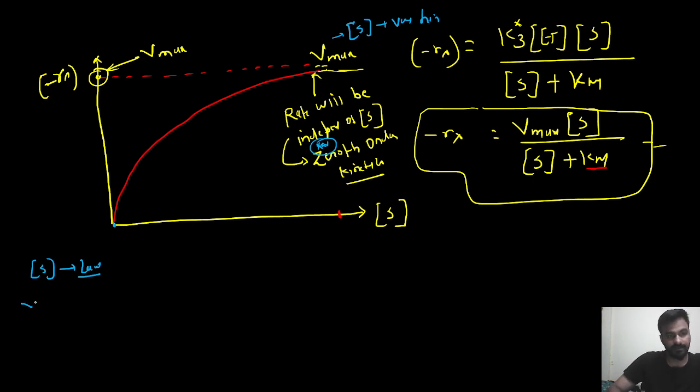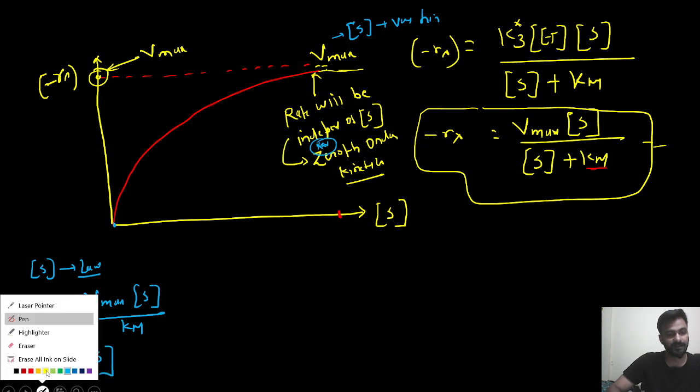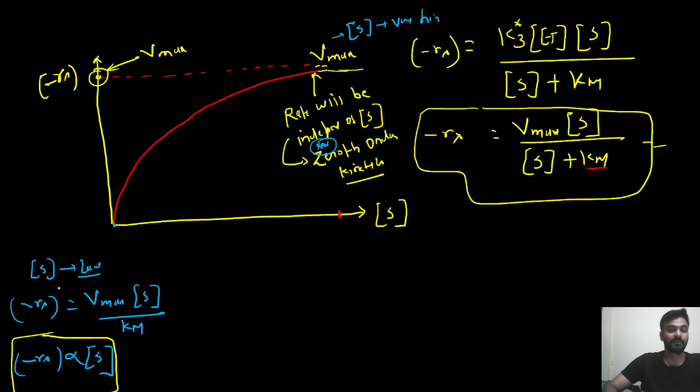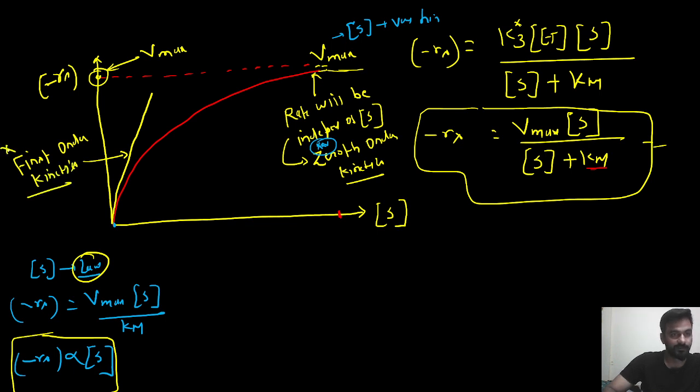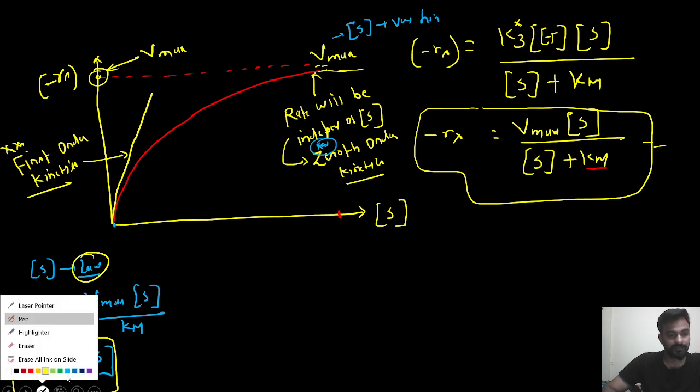Now coming to this particular point, when the substrate concentration is low, then what is the rate? Minus Rs is equal to Vmax into concentration of S by Km. So you can see minus Rs is directly proportional to concentration of S, right? Minus Rs is directly proportional to concentration of S at lower concentration of the substrate. So it will follow first order kinetics and it will go like that, right? Here it will follow first order kinetics at low substrate concentration.